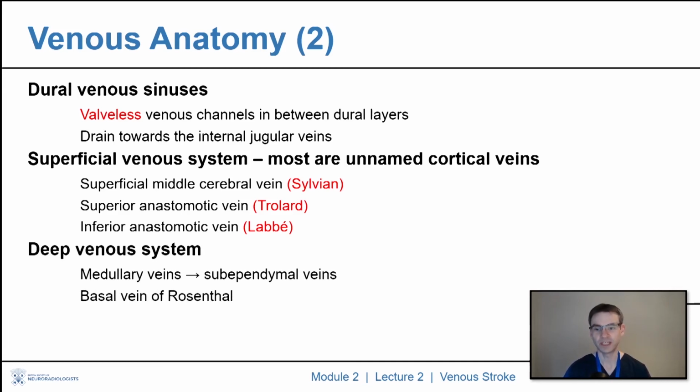And then we have the deep venous system. So we have medullary veins collecting venous blood from the parenchyma, draining to the subependymal veins, going towards the internal cerebral veins, and ultimately to the torcula. We also have the basal veins of Rosenthal, which are located around the ambient cisterns, sort of following the course of the posterior cerebral arteries. Don't forget about the cavernous and petrosal sinuses. These are places where venous thrombus can quite often be easily overlooked.